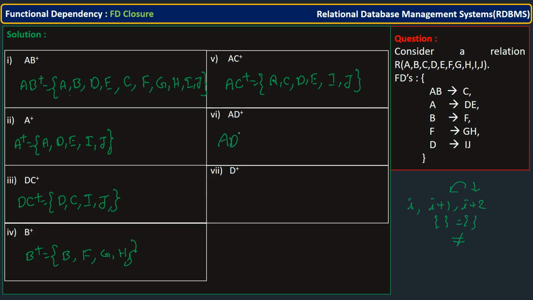Now AD closure. First A and then D. And A is of course deriving DE. D is already there, right? So we do not need to add it two times. No duplicates allowed. And after that D is deriving IJ. So anything else possible? AB, no. So simple, just go FD by FD. If there is anything we need to add, you can add it. If nothing is added, you stop. So AB, no, A added, B, no, F is also not there. The D part is also added. So this is the final.